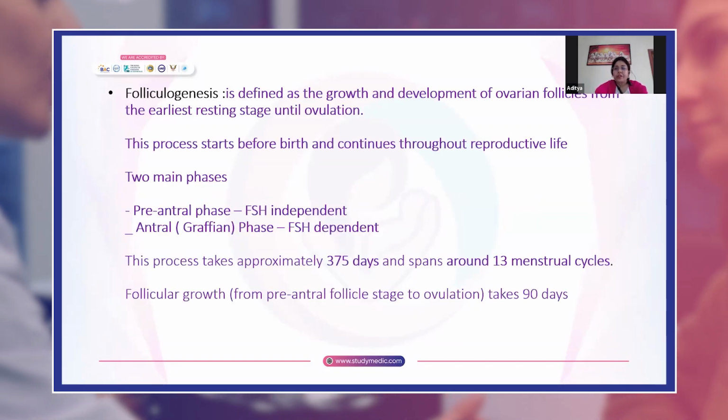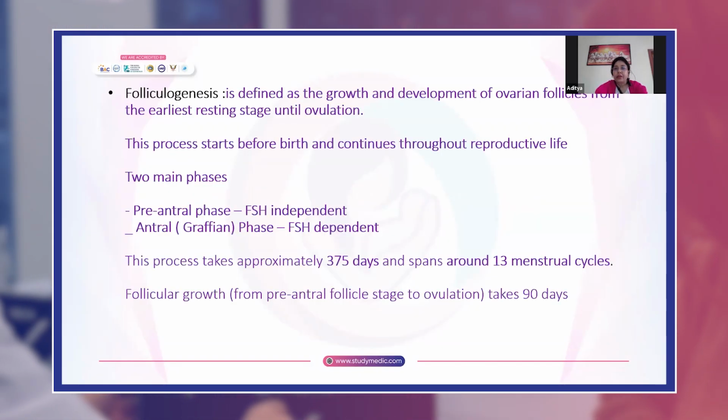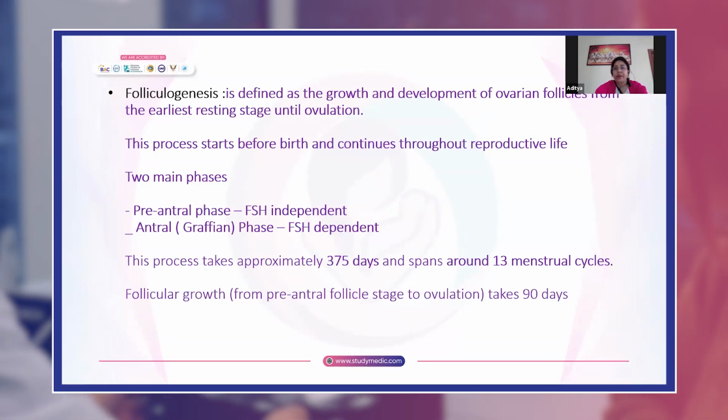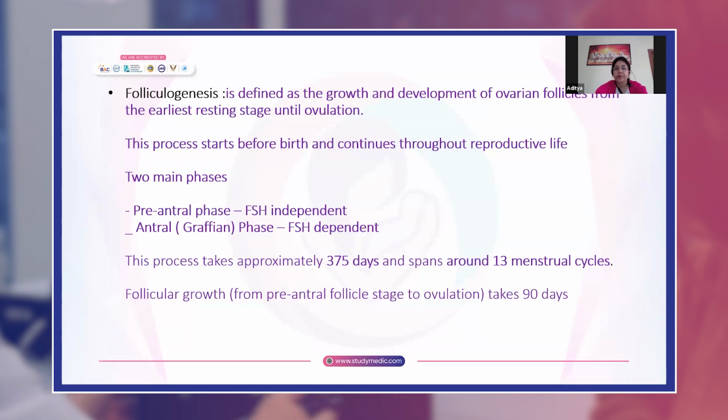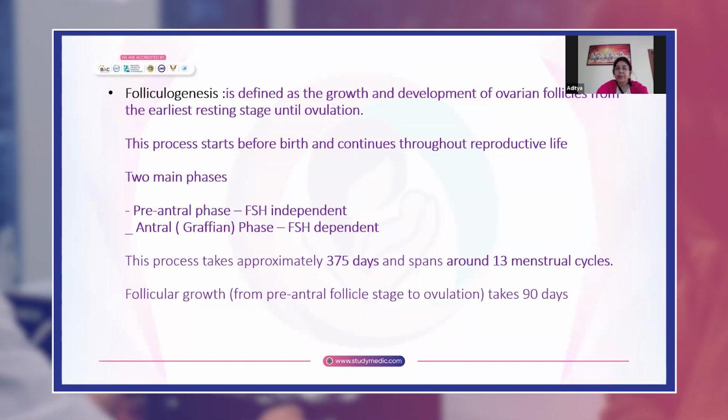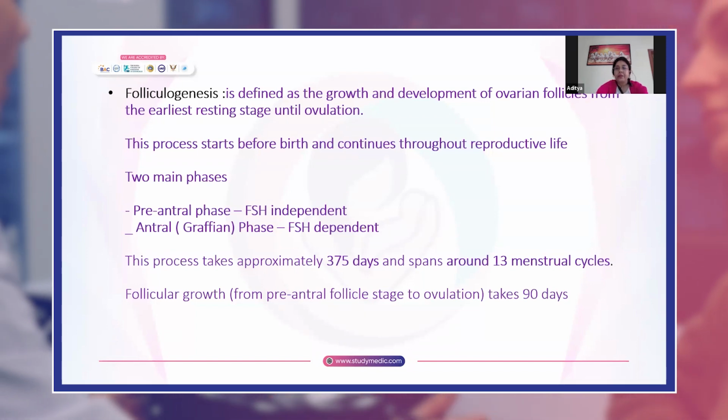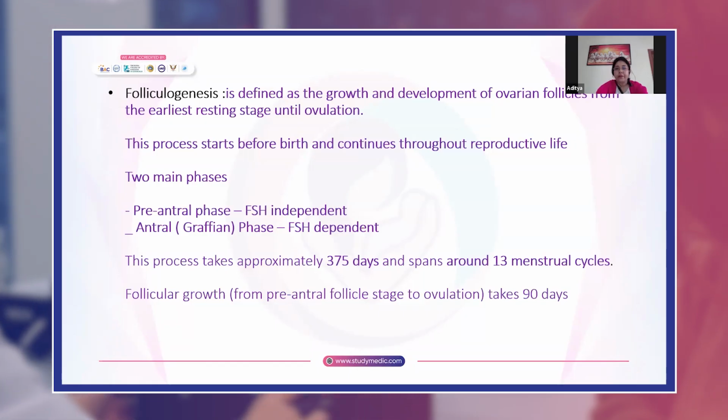So, what is folliculogenesis? It's defined as the growth and development of the ovarian follicle from the earliest resting stage until ovulation. This process starts before birth and continues throughout reproductive life.